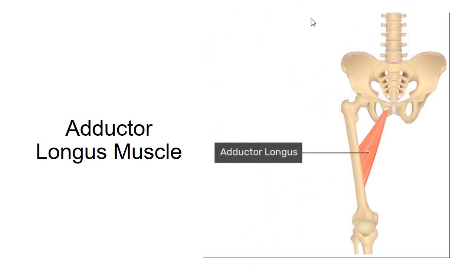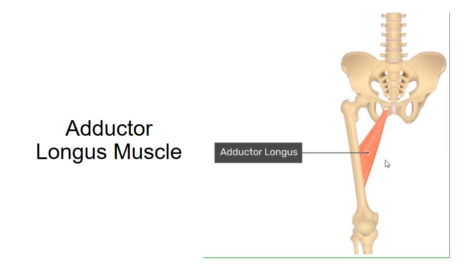The first muscle in the adductor group is adductor longus muscle. This muscle is most anteriorly placed of the adductor group. It arises by a strong tendon from anterior aspect of body of pubis just below and medial to the pubic tubercle. This is the origin point of adductor longus.